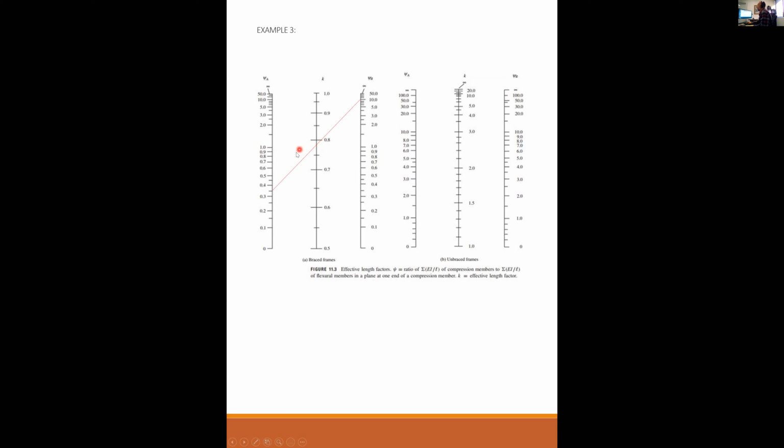So that's why it's just a good choice. Okay, so now I plot it out. Psi A was 0.36, and psi B is 10. So I plot it out here, and what I get is 0.78 from the alignment chart.